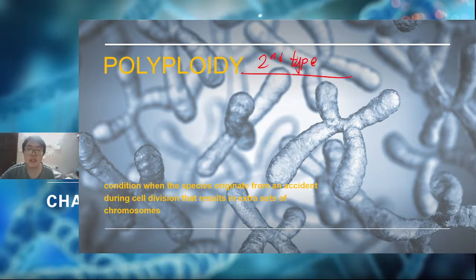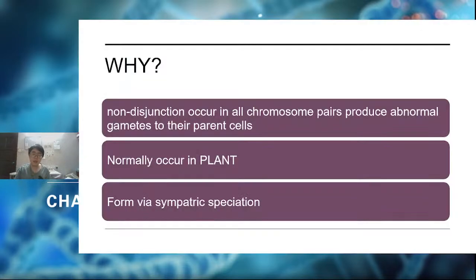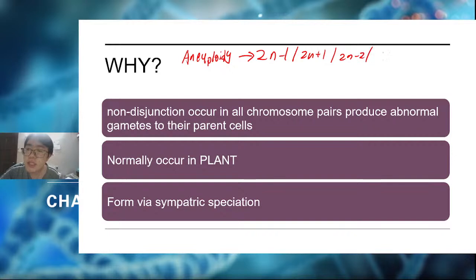and the last topic lah for this life is polyploidy. So what does this mean? Apa perbezaan dengan aneuploidy? Polyploidy is a condition when the species originate from an accident during cell division that results in extra set of chromosome. Dengan kata lain, in aneuploidy normally only 1 or 2 chromosomes are abnormal. Either dia 2N minus 1, 2N plus 1 or minus 2 like that only.